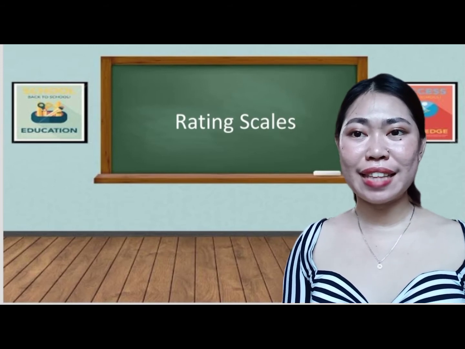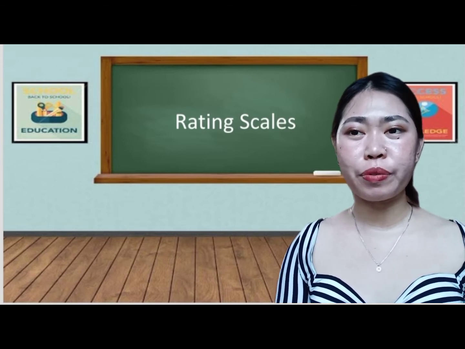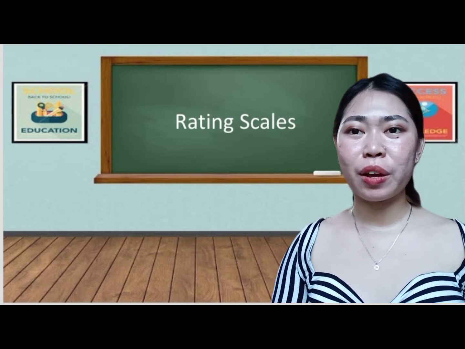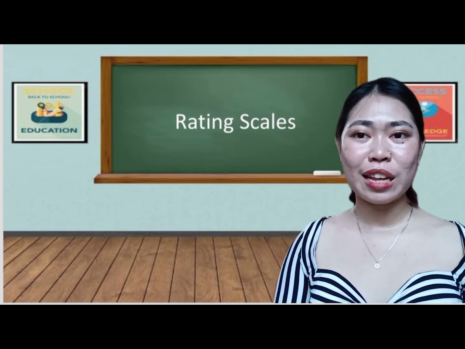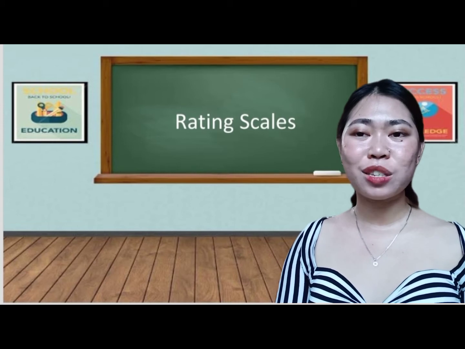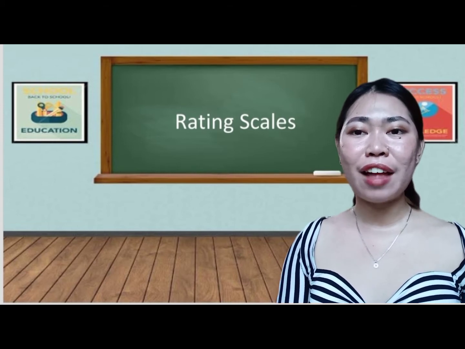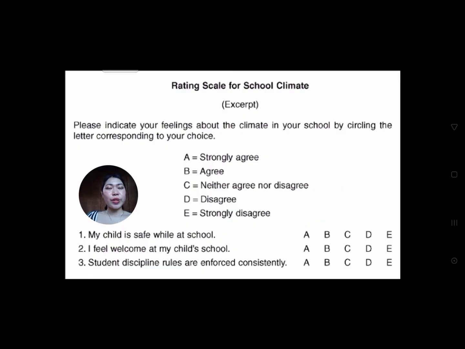A rating scale states the criteria and provides 3 or 4 response selections to describe the quality or frequency of student work. Teachers can use rating scales to record observations and students can use them as self-assessment tools. So here's an example of a rating scale for school climate. Please indicate your feelings about the climate in your school by circling the letter corresponding to your choice. A is strongly agree, B agree, C neither agree nor disagree, D disagree, E strongly disagree.